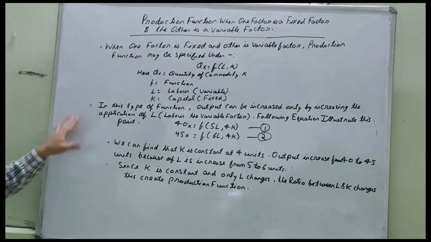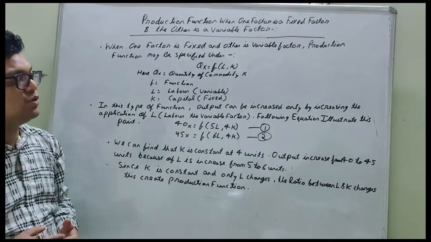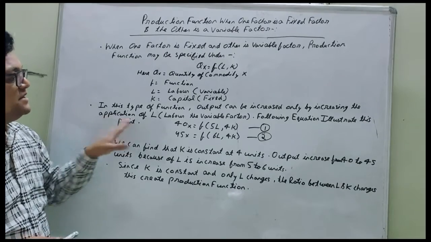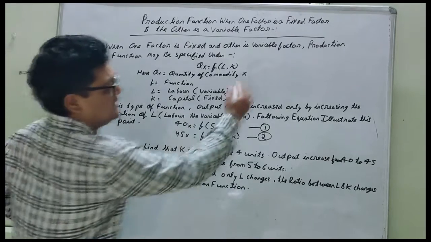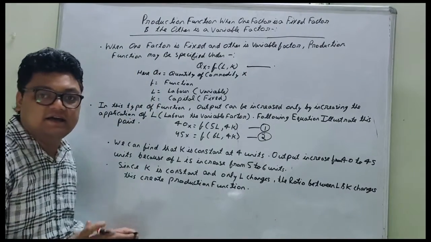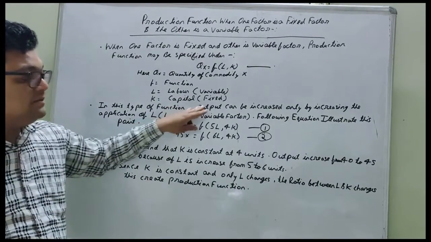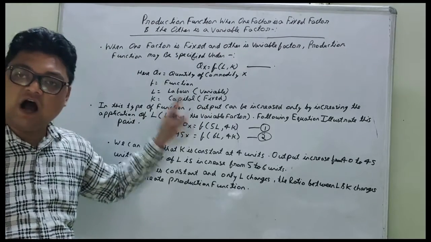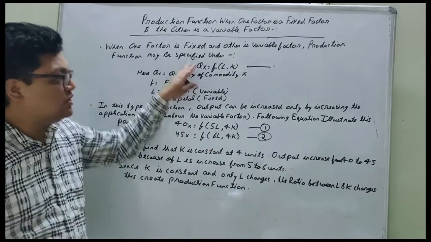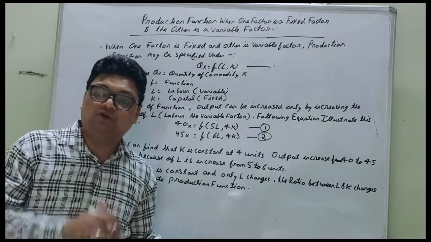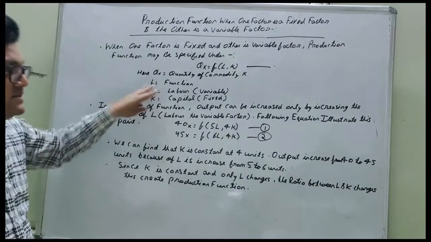So let us understand. In this type of function, output can be increased only by increasing the application of L, labor, the variable factor. According to this formula, in the production function output can only be increased when the labor increases. Okay, according to this statement, output will only increase if the labor increases. So we will discuss this statement.